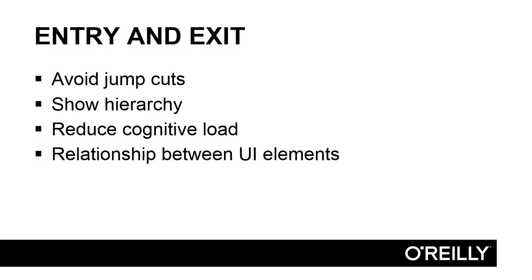In this chapter, we saw how you should avoid jump cuts. We saw why you should avoid jump cuts. We saw how you could show hierarchy between different elements in the interface. We saw how you could reduce cognitive load for the users. And we saw the relationship between different UI elements and how you can enhance that aspect using UI animation.